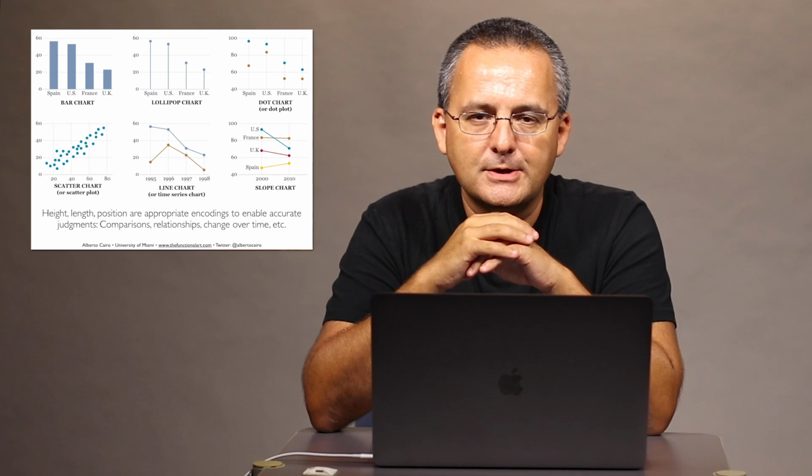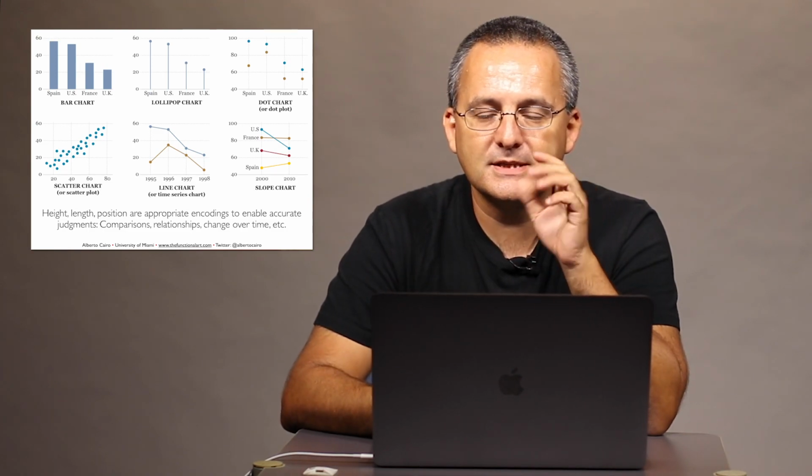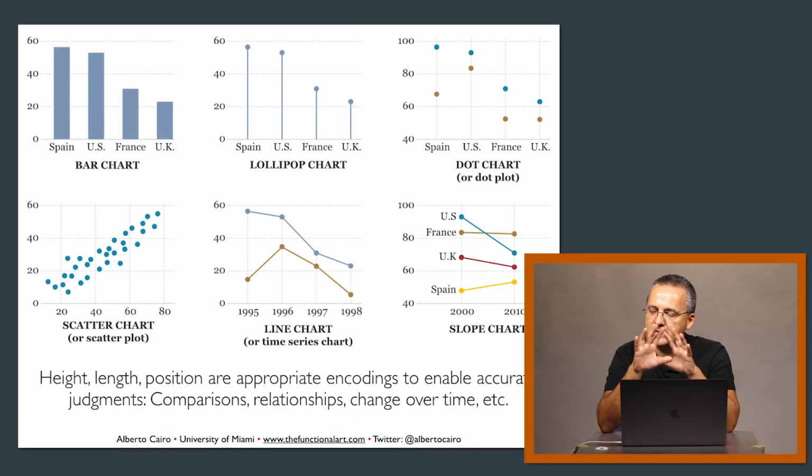Some more guidance though in terms of choosing graphic forms. In general, this is just a general rule. There are many exceptions to all these principles and rules, but in general, whenever you want people to make accurate judgments based on your graphics, it is usually appropriate or useful to use encoding such as length, height, or position measured over a common axis, right?